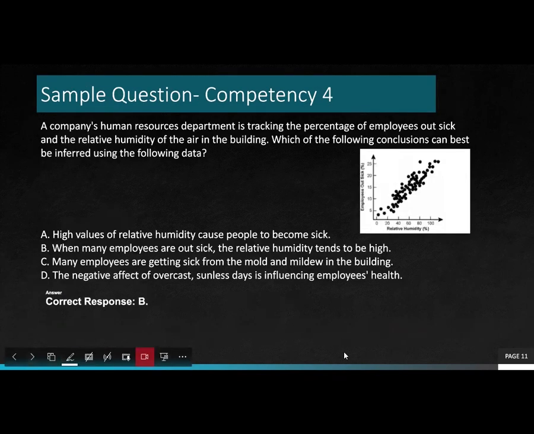Competency 4 was the data and statistics models. And so when we go to look at this problem, this is a company's human resource department, and they're tracking the percent of employees out sick. You can see that here. This is the sick and the relative humidity in the building. So this one is the humidity.